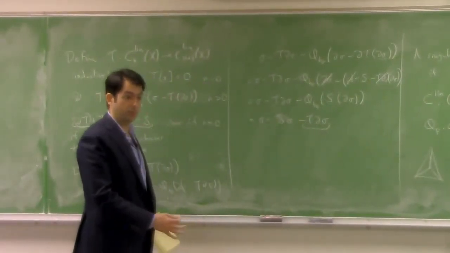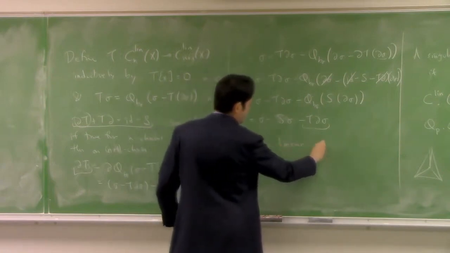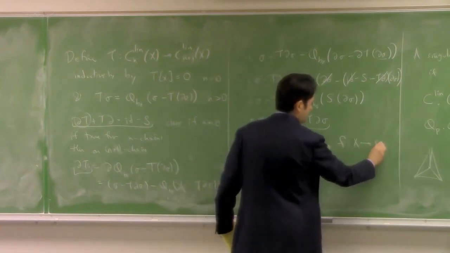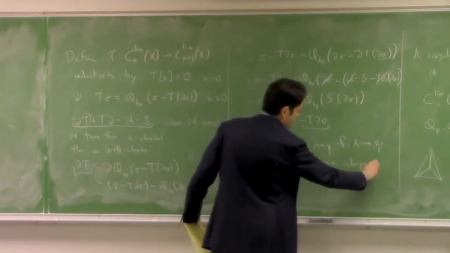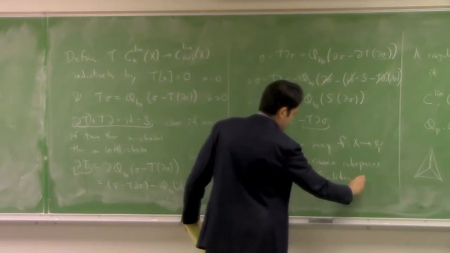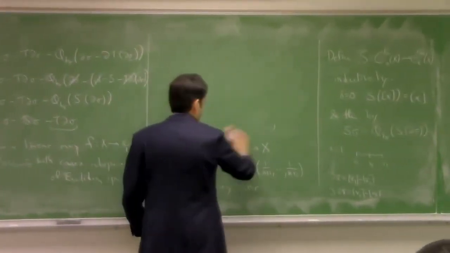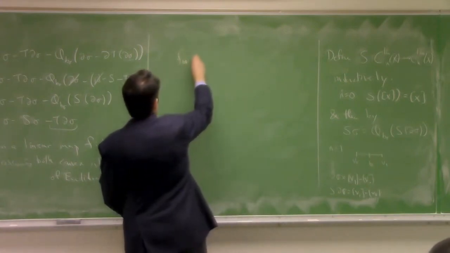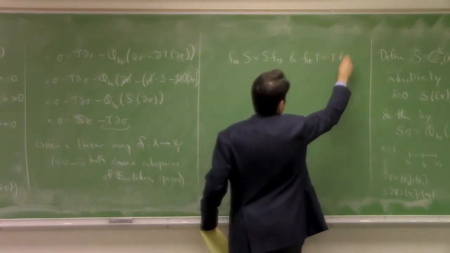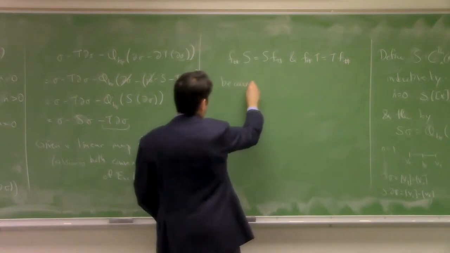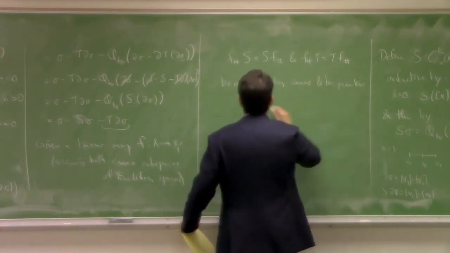Okay, so why are they natural? Given a linear map f, assuming both are convex subspaces of Euclidean spaces, then f sharp of S is equal to S f sharp, and f sharp T is equal to T f sharp. And this is because taking cones and barycenters are natural.